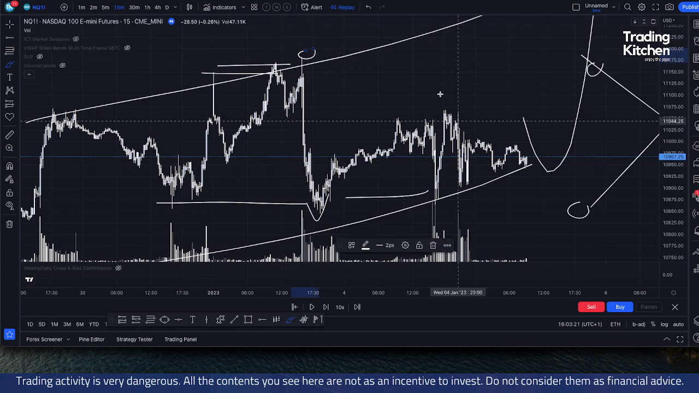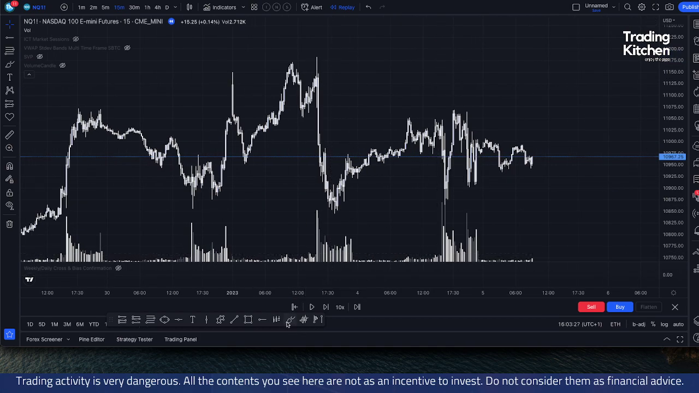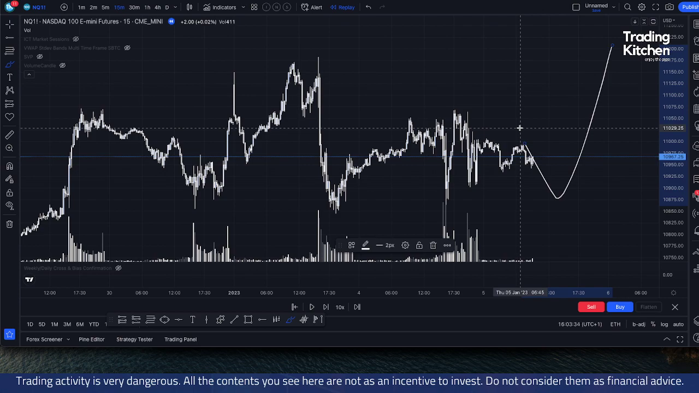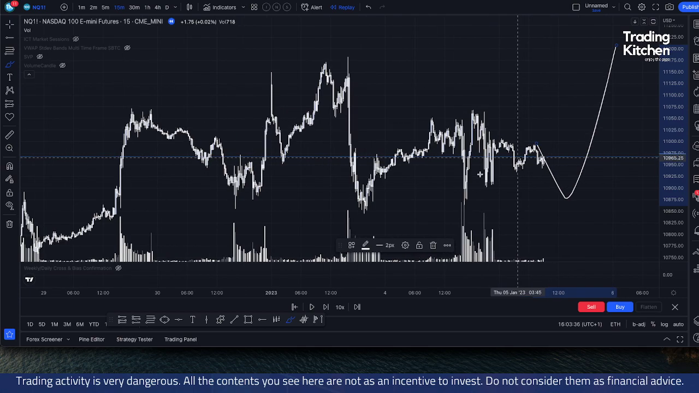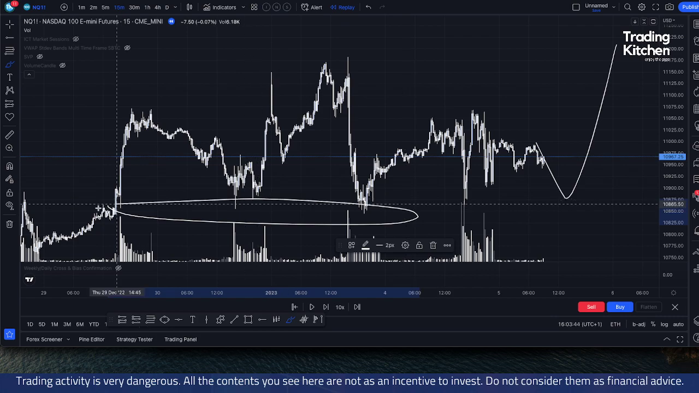Okay, so basically what I suppose price will do is this. Obviously I already know what price is going to do, but this is what my logic is, what the market is telling us.